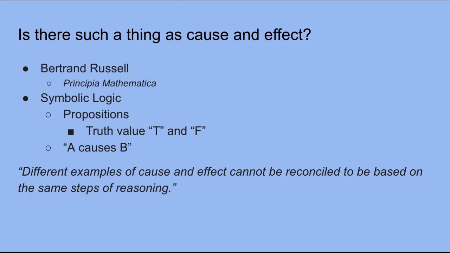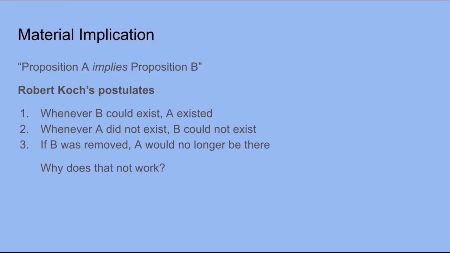For any combination of these propositions, truth values could be assigned: A and A or B, A and B, neither A nor B. However, there was one that could not be assigned, and that was A causes B. From these lines of reasoning, it seemed that cause and effect could not be reconciled through symbolic logic. This led to a brand new thought process called material implications.